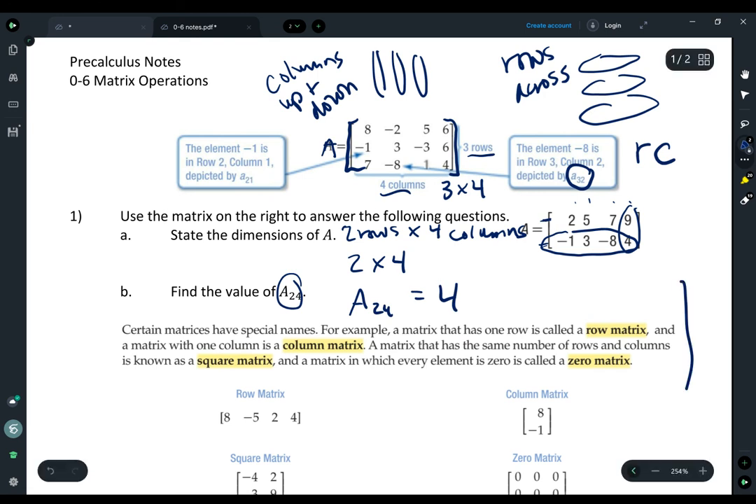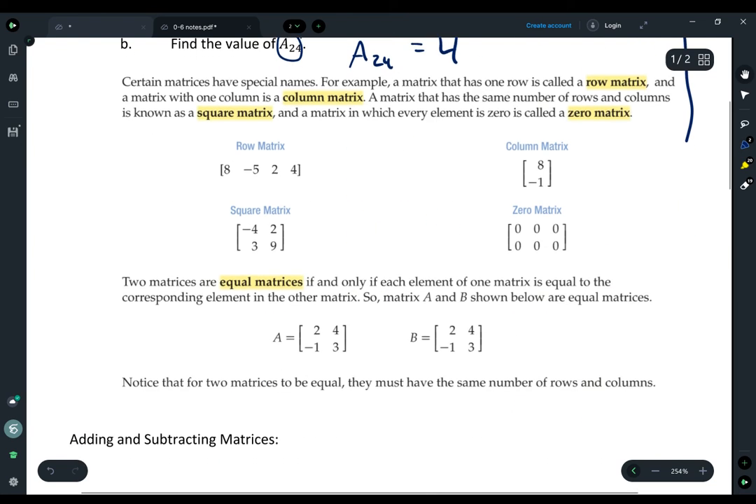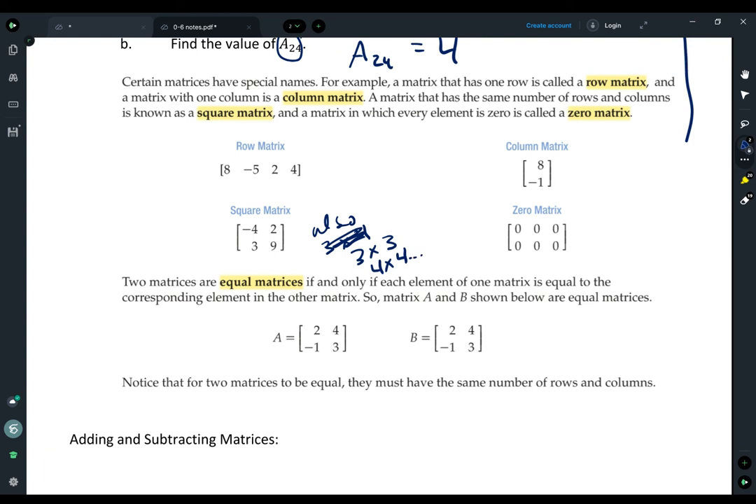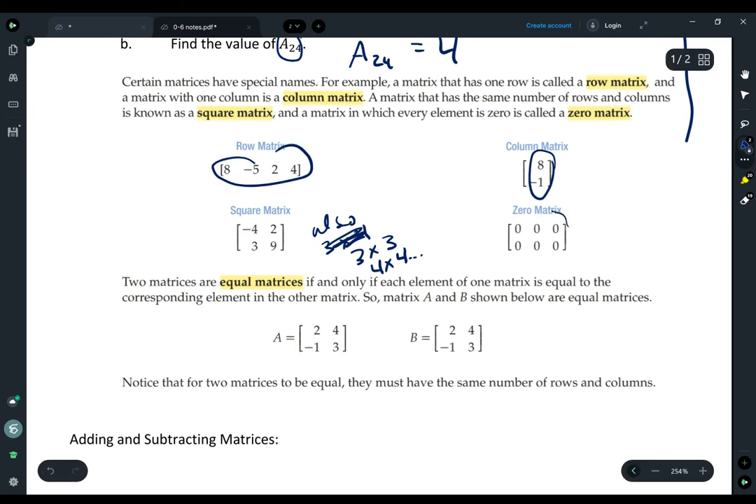So next we have some vocab about matrices. Not stuff that we're going to be using a lot. Square matrix, because we have the same number of rows and columns. So it doesn't have to be a 2 by 2. It could also be a 3 by 3 or a 4 by 4. So square matrices can be different sizes. It doesn't have to be a 2 by 2, but it is a square. So we've got the column matrix, the row matrix. Zero matrix, I think, is pretty easy. Every element is 0.